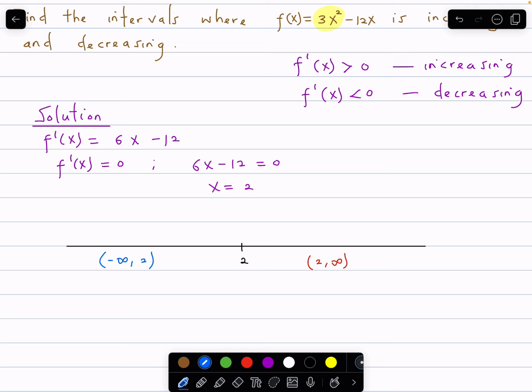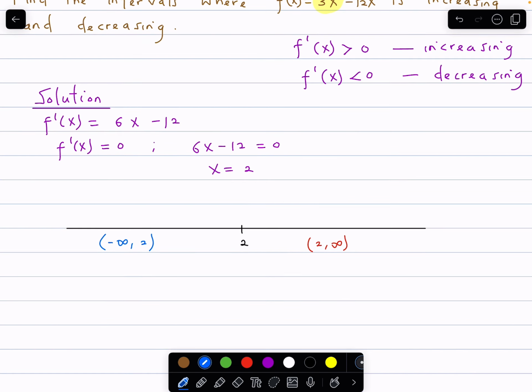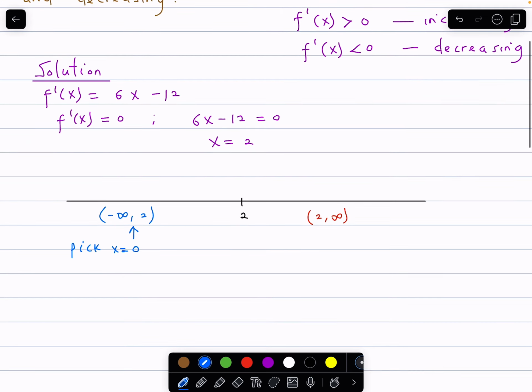Okay, so what I want to do is I'm going to pick a number in each of these intervals, and I'm going to plug it into the first derivative to check if it's less than 0 or greater than 0. So I'm going to start from the left. To the left of 2, I can pick 0. 0 is to the left of 2, so 0 is in this interval. So pick x equals 0.